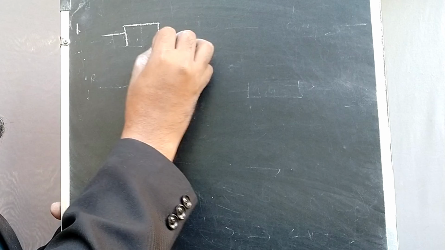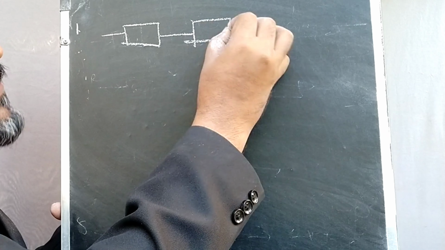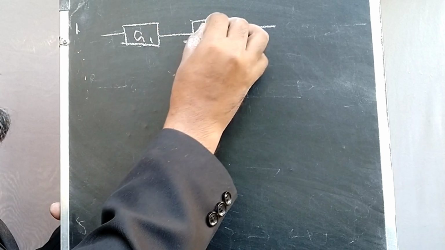Suppose the system has a cascade connection of elements like this. This is G1 and this is G2, this is the input representation and this is the output representation. The arrow mark indication is very, very important. That indicates whether it is a forward path or reverse path. If the system looks like this and you want to convert two blocks into one block, what is the condition we need to apply?